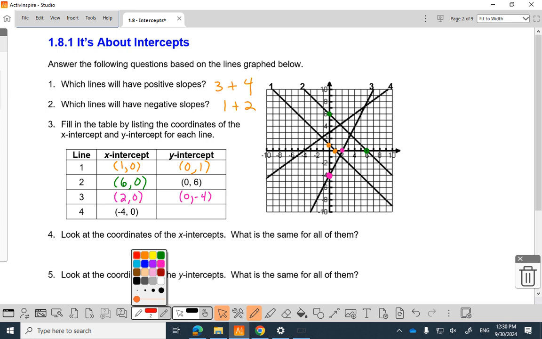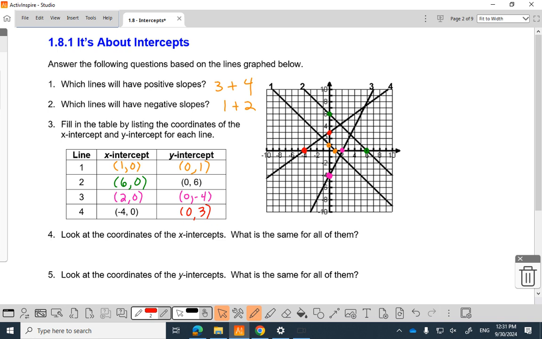I don't know if red's going to look much different than orange, but I'll try it. Line 4, x-intercept of -4, 0. Already got that. Y-intercept of 1, 2, 3. And the whole big idea of the lesson happens right now. In this number 4, I'm going to answer right here. Understanding what I'm going to do later comes right here.